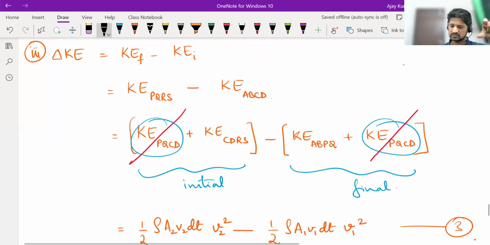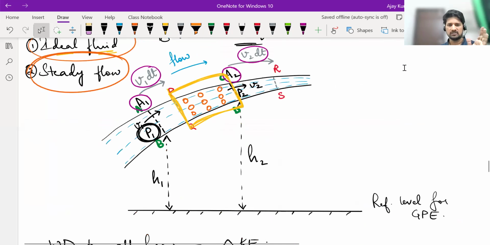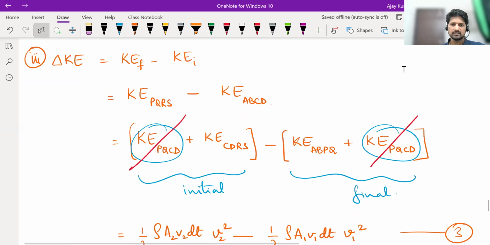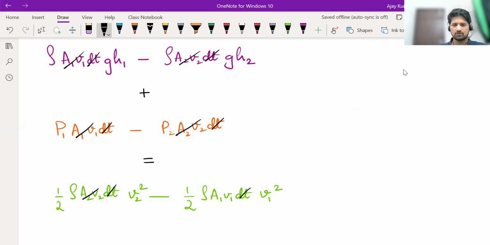Now, in this case, how do you write the equation of continuity? A1 V1, the rate of flow at the first cross section, should be equal to A2 V2, the rate of flow at the other cross section. Inflow should be equal to outflow. So A1 V1 and A2 V2 are equal. And you see that those terms are present in all these terms. They are common, they are equal, they'll get cancelled.